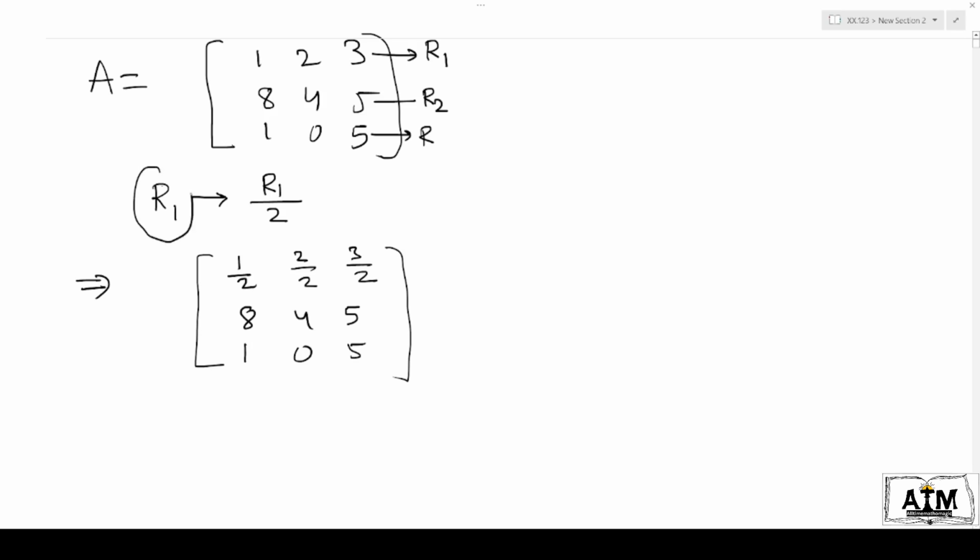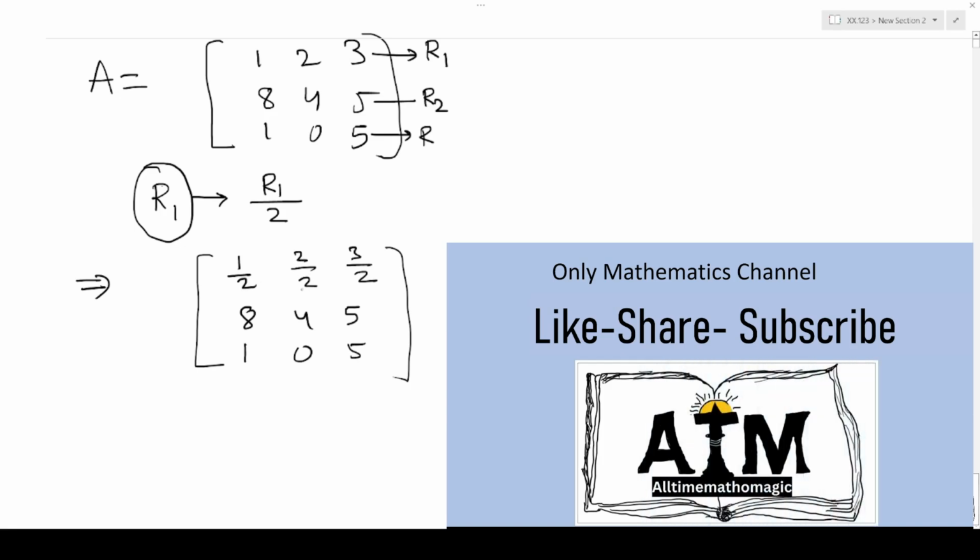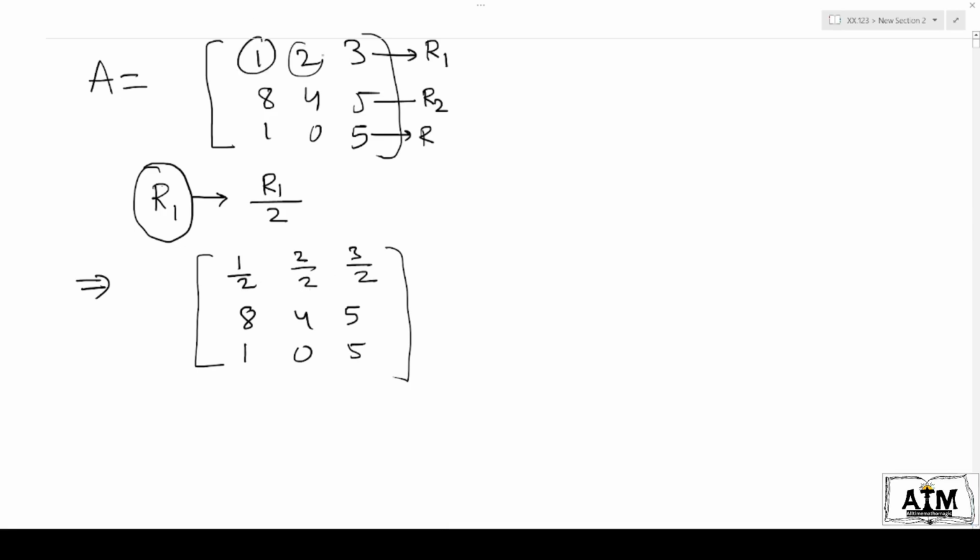What is written first here? Generally the operation is done on that row. So we have written R1 tends to R1 upon 2, so the operation is done at R1. And what operation have we done? R1 divided by 2. Every element of R1 will get divided by 2. So 1 divided by 2, 2 divided by 2 and 3 divided by 2. R2 and R3 will remain the same.